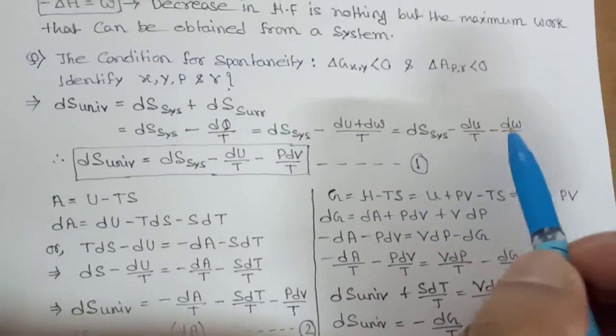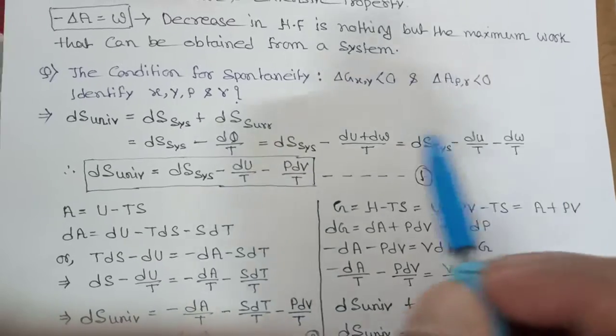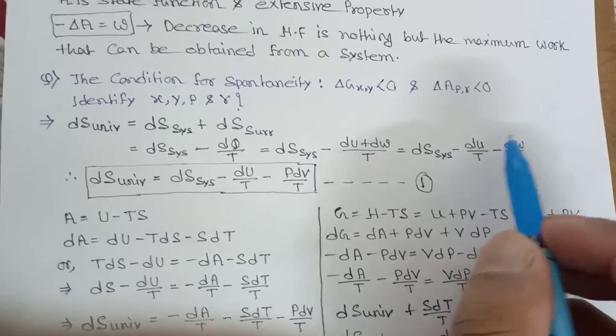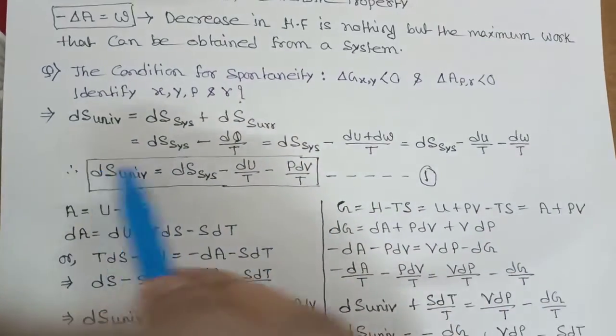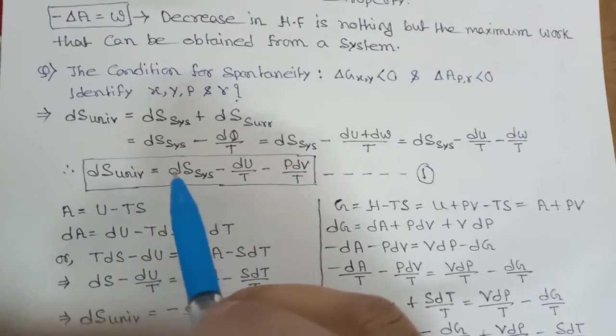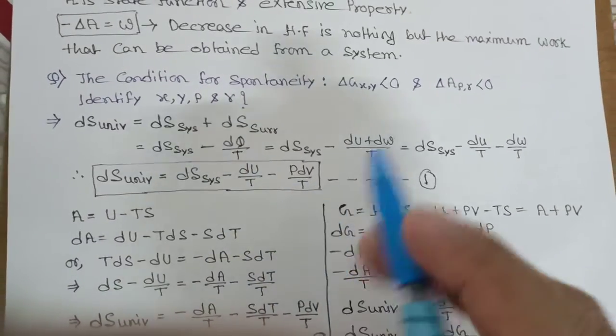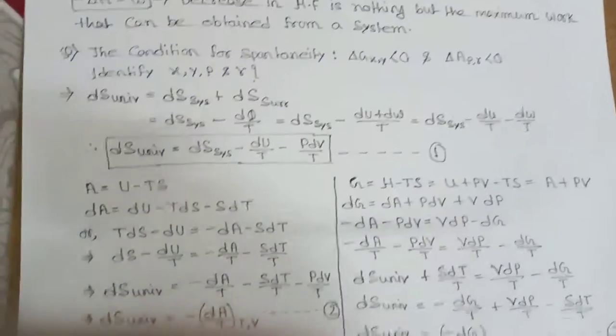Okay. Now in place of dw, we can write pdV, because this is the formula for work done. So dw is equal to pdV. So this is the final equation: dS universe is equal to dS system minus dU by T minus pdV by T. This is equation number 1.